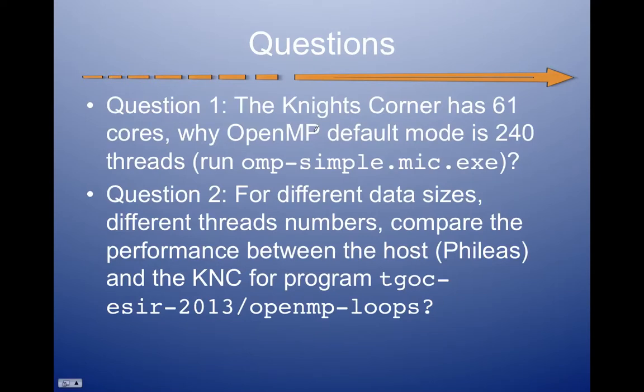So we have two questions here. The first one is why does the OpenMP default mode display 240 threads? And the second question is I want you to test different data sizes and different thread numbers to compare the performance between the host and the KNC on this code. To change the thread numbers, you can use OMP_NUM_THREADS. Check that this is the right environment variable.